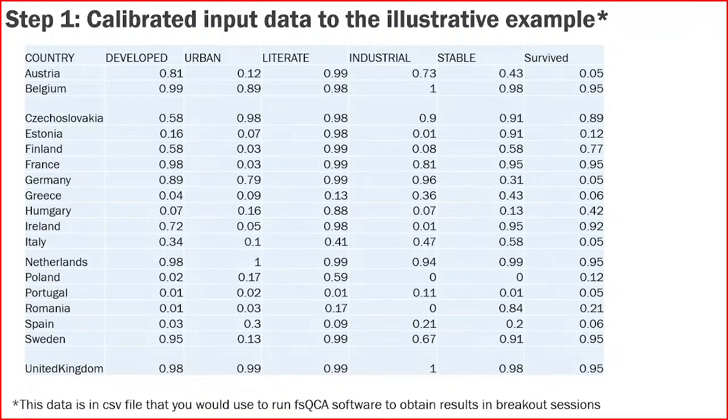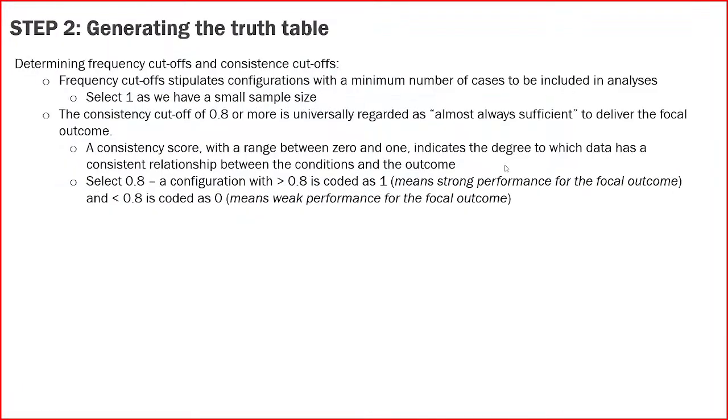Thank you. So let's do whatever Ahmed did in the software. We had that input file, step 1, calibrated data, all 18 countries. These 18 countries are 18 cases, and there were 5 attributes, causal conditions that would lead to survival. That was already determined, and we had calibrated from 0 to 1, and we had this. So Ahmed ran that software.